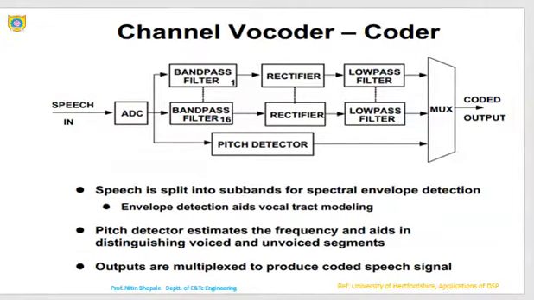In a shorter way, this can be described as speech being split into subbands for spectral envelope detection. Envelope detection is vocal tract modeling. Then the pitch detector estimates the frequency and aids in distinguishing voiced and unvoiced segments. So that is the role of the pitch detector. Outputs are multiplexed to produce the coded speech signal.